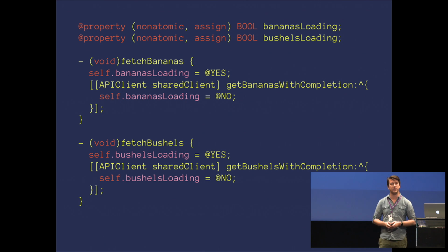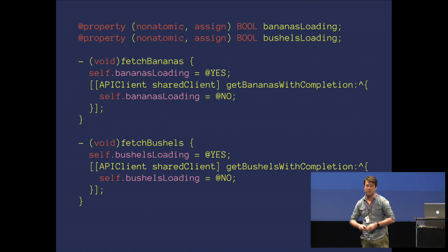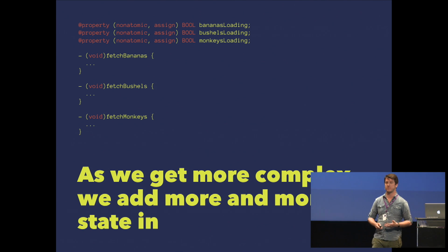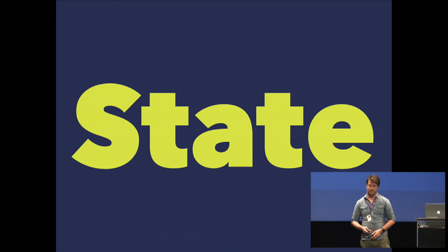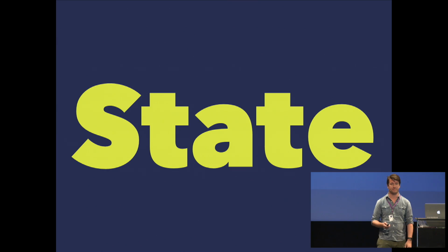Easy enough, right? We'll throw another loading Boolean in there, and we'll make sure when our bananas are loading that we only set bananas loading to yes, and when our bushels are loading, we set bushels loading to no. But as we get more and more complex, we add more and more state in. And state is exponential. We have one Boolean, we have two states. We have two Booleans, we have four states. We have yes yes, yes no, no yes, no no. And it gets hard to track. State. Let's face it. State sucks. State is never simple. Managing state within applications is difficult.